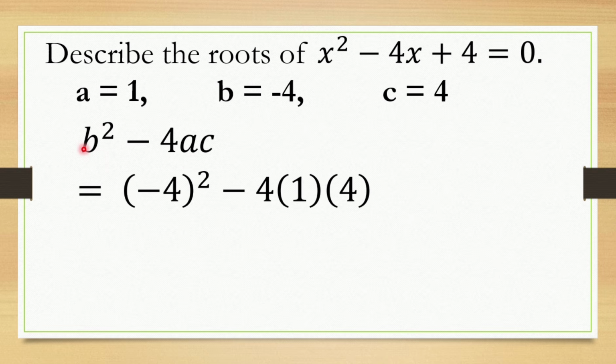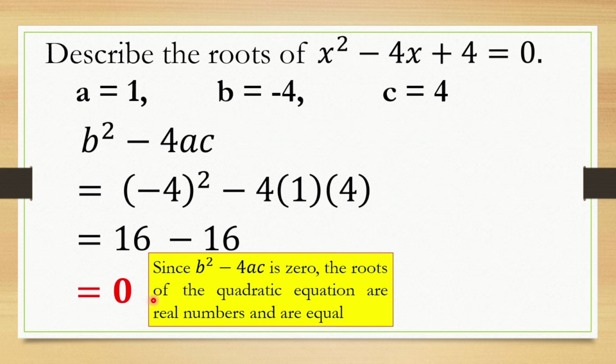Alright, so let us substitute the values to b squared minus 4ac. So we will have our b is negative 4, so we will square it. And then minus 4, our a is 1, c is 4. So we will have negative 4 squared is 16. And then 4 times 1, that is 4 times 4, that is 16. So we will have 0. So kagaya nga ng sinabi ko kanina, kapag ang result ay 0, tatandaan that the nature of the roots must be real numbers and it must be equal.